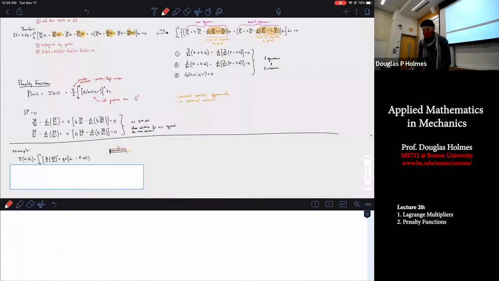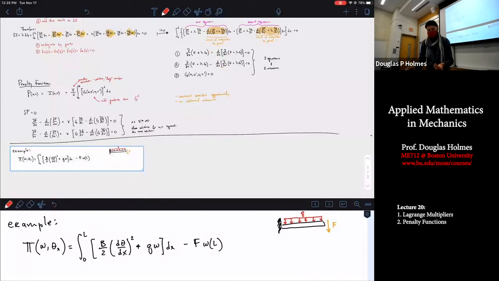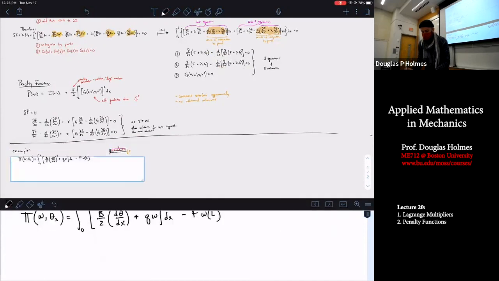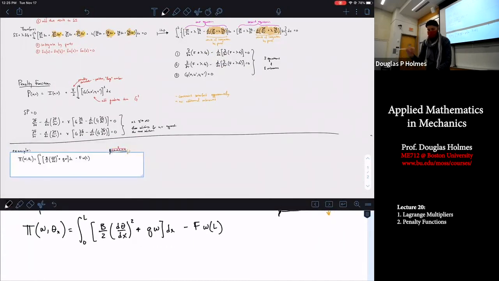Great. But we're going to say, hey, we actually know something that connects the slope of the beam to the rotation of the middle plane. You don't need to understand physically where this is coming from. That's what you would get out of an elasticity course or an advanced mechanics and materials course. But I'll just tell you that the constraint we want to satisfy is this.